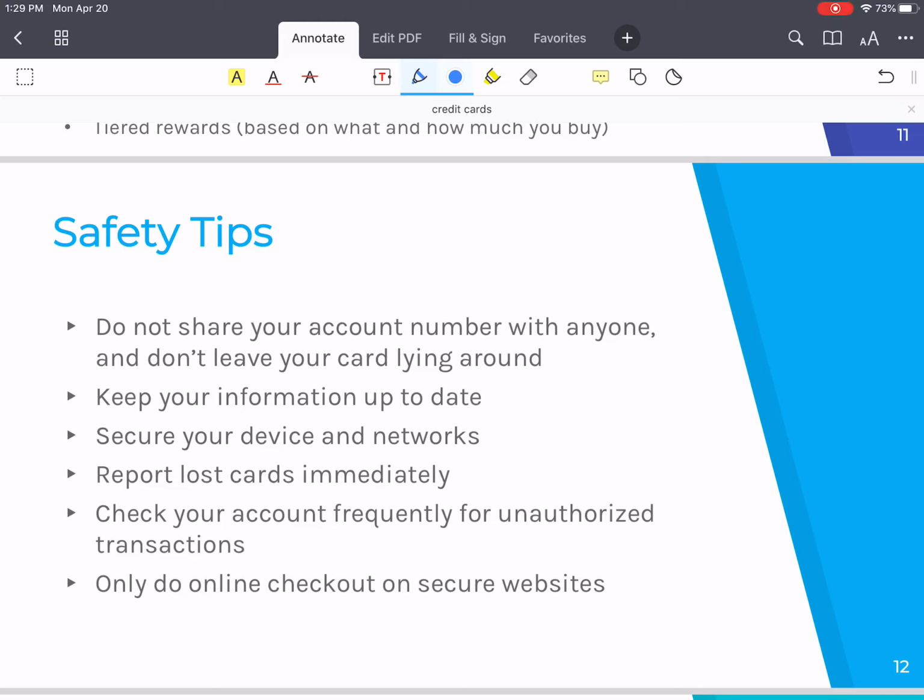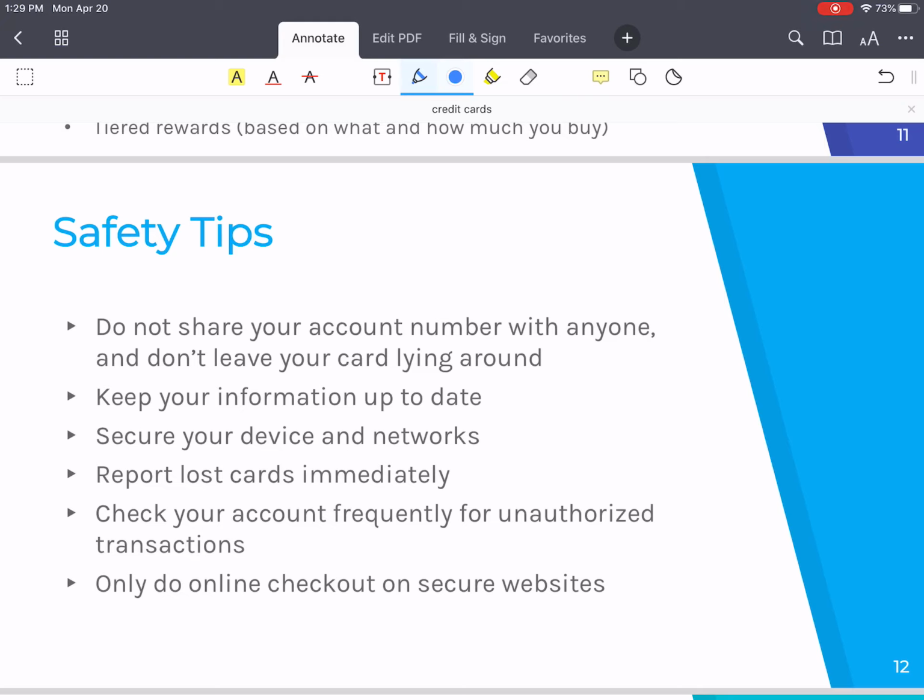So don't leave it around. Make sure all of your information is up to date. Especially if you move, make sure that your account is updated with your new address. Very important.